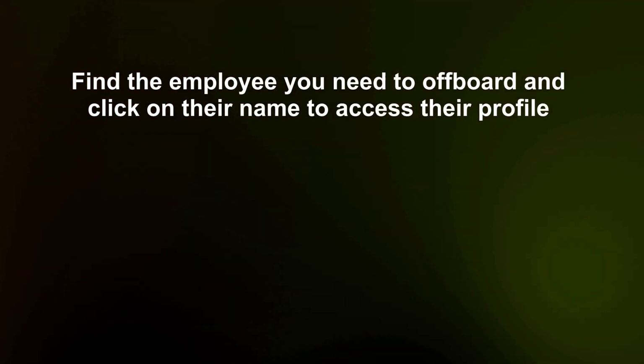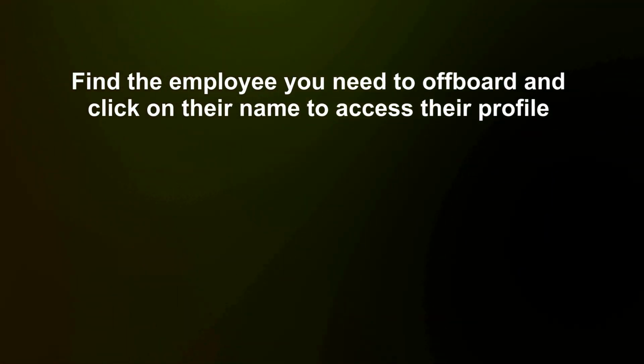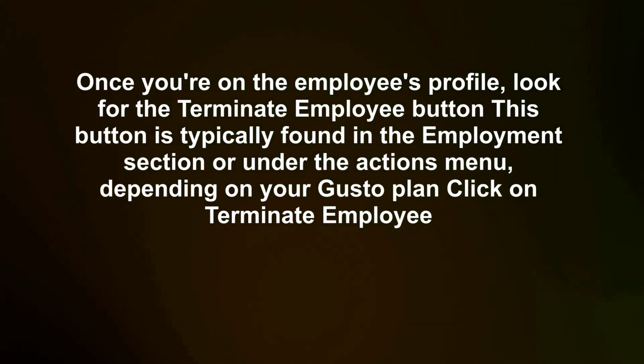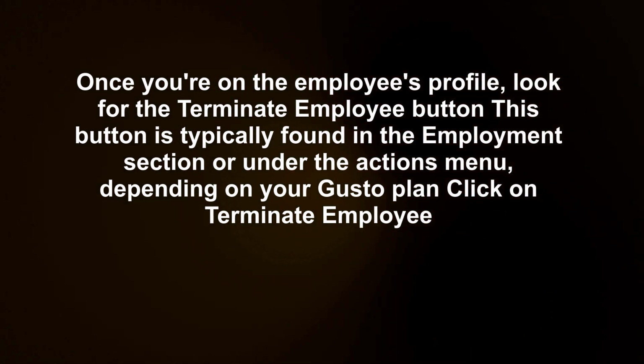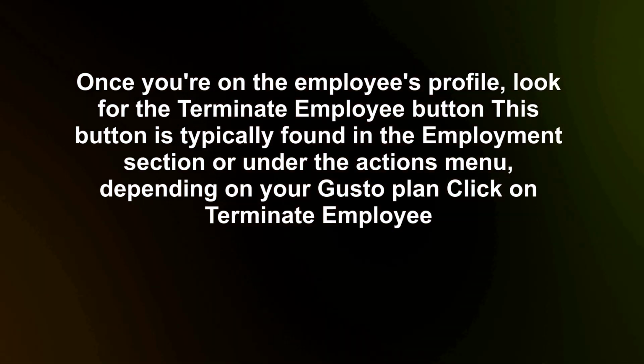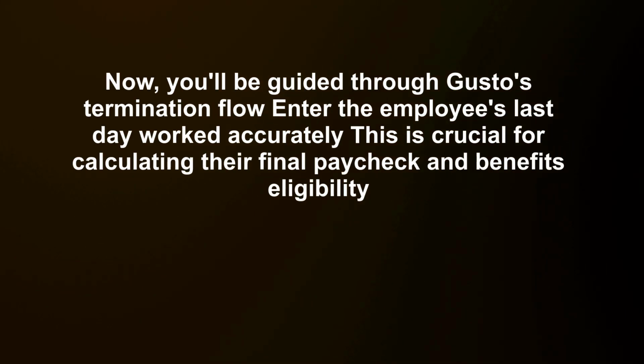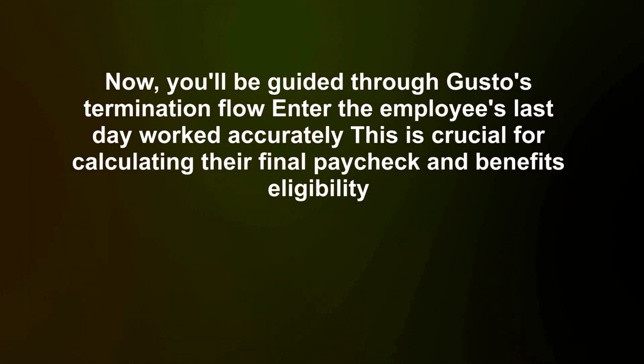Click on People. Find the employee you need to offboard and click on their name to access their profile. Once you're on the employee's profile, look for the Terminate Employee button. This button is typically found in the Employment section or under the Actions menu, depending on your Gusto plan. Click on Terminate Employee. Now, you'll be guided through Gusto's termination flow.